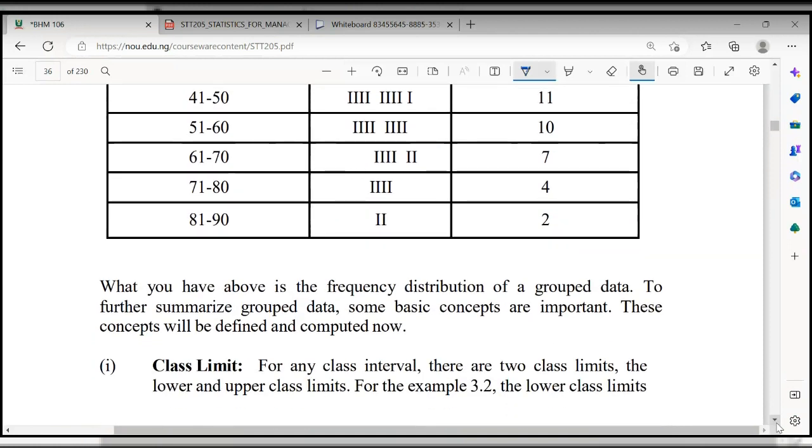What you have above is the frequency distribution of a group's data. So it has been grouped now. Now, to further summarize group data, some basic concepts are important, and they are as follows. Now, we have what they call class limits.